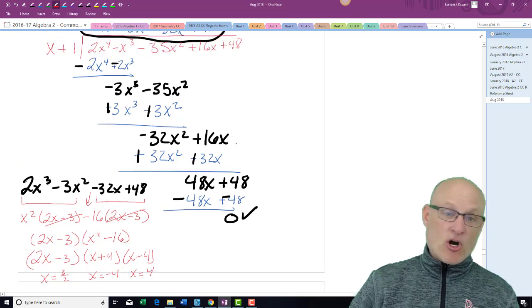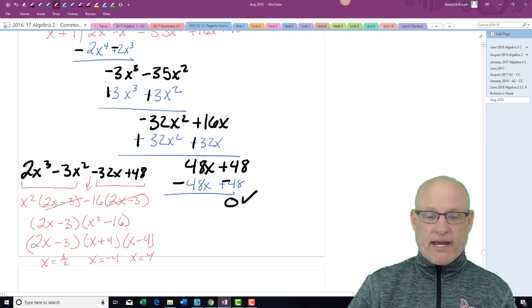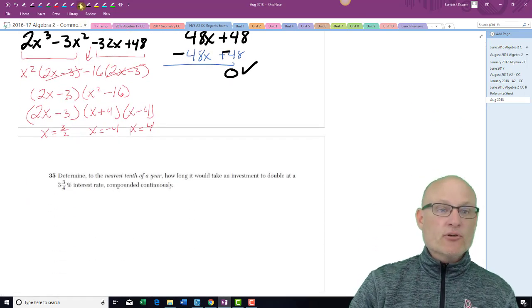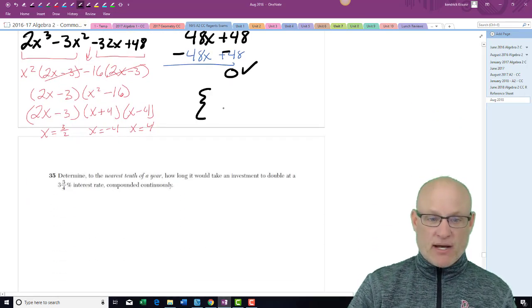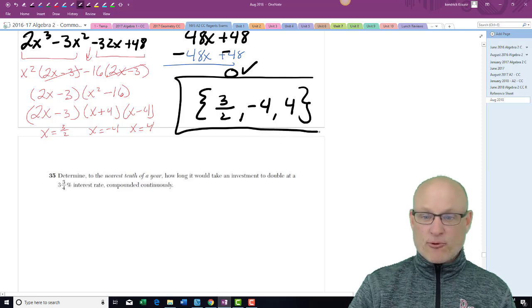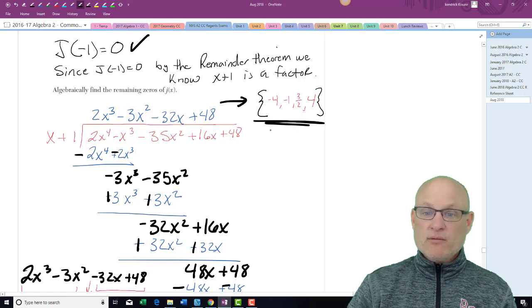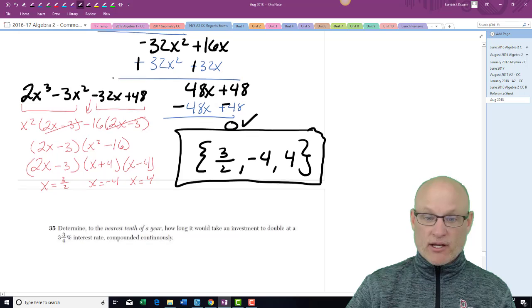Now, did it ask for all roots or just the remaining roots? It said algebraically find the remaining roots. So your answer that you're going to give is your final answer, and you're going to box it: 3/2, -4, and +4. Boxing it. Now, I'm pretty certain if you box this in, they might give you this okay. But remember, this is all the answers, and they just asked for the remaining zeros, and there they are.